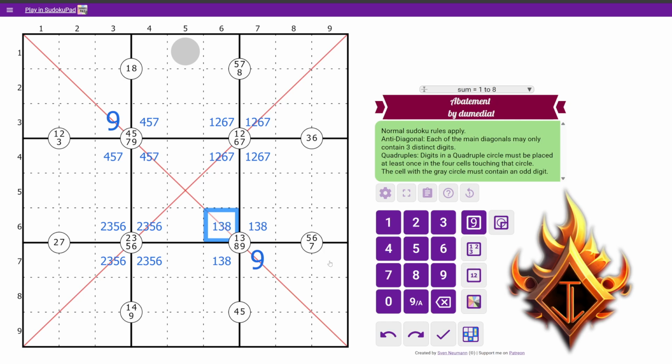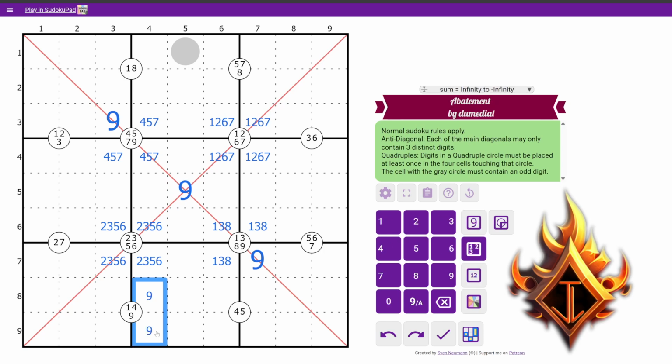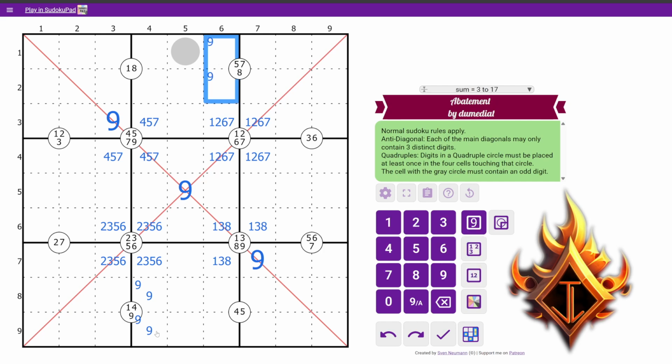Now this one will not. Now 9 must be in the middle, and then 9 must be on this side, and in one of those, and in one of these, and in one of these. So this will be a 5, 7, 8, 9. Around that quadruple thing there.